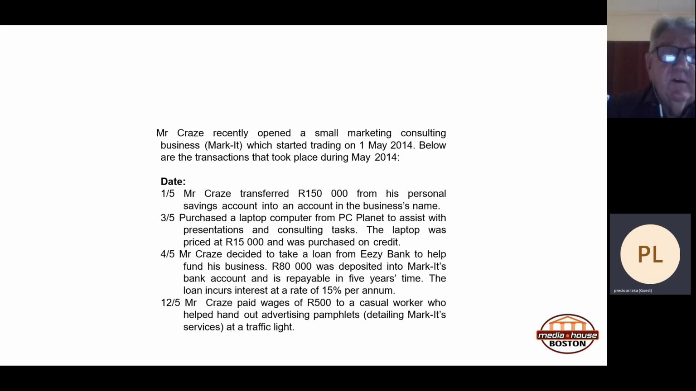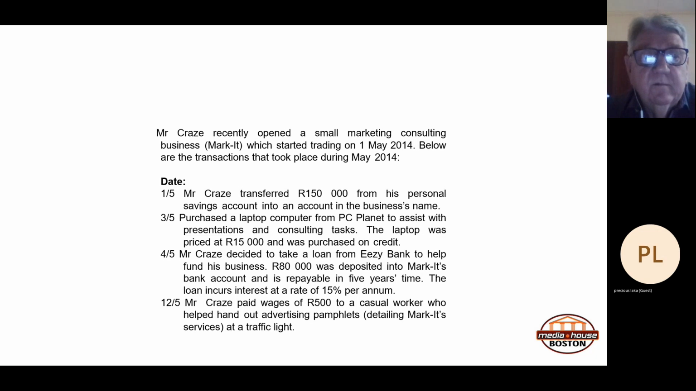So let's look at the first transaction. Mr. Craze, the owner of the business, transferred 150,000 rand from his personal savings account into the business's account. If we analyze the transaction, I normally look at it from my bank's point of view, and then I know where to go with the transaction. 150,000 rand came into the business, so it came into my bank. And where did it come from? It came from the owner. If it comes into my bank, it is an asset, so my assets will be increasing, and we'll put a plus 150,000 for that.